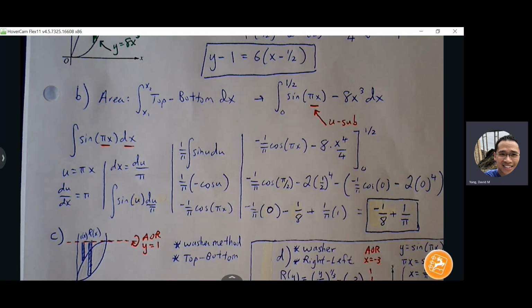The test is going to allow calculators. We go into the calculator, but I don't want us to forget how to do these problems by hand. So that's going to be something that shows up on the AP exam.